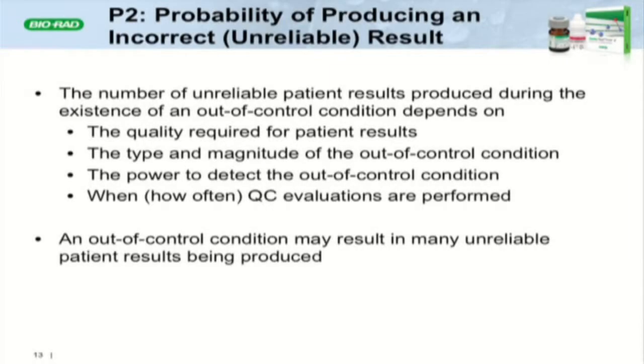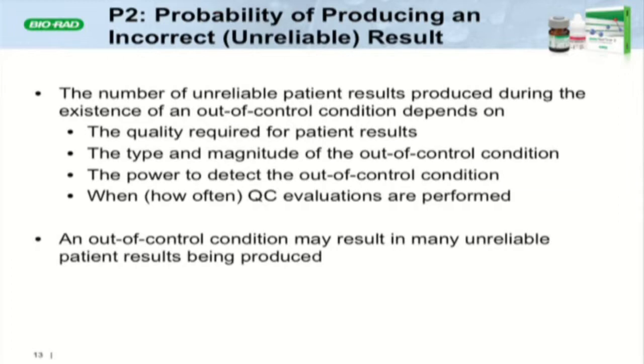Now, what about P2? P2 is the probability that a testing process failure generates incorrect patient results. Now, the probability of producing an incorrect result, which a lot of my literature tends to refer to as an unreliable result, so I'll be using both terms, incorrect and unreliable. They're supposed to be synonymous here.